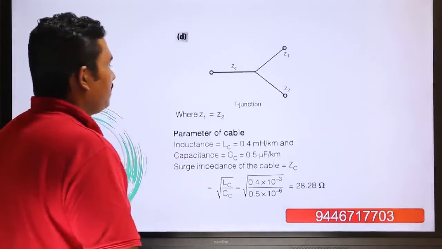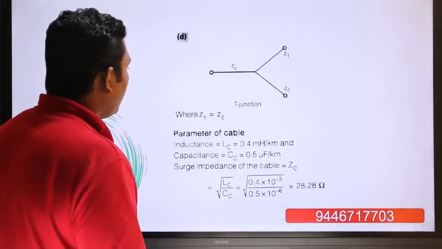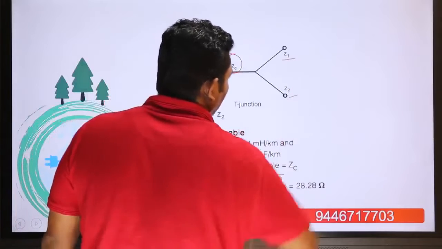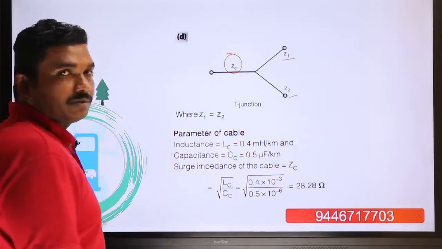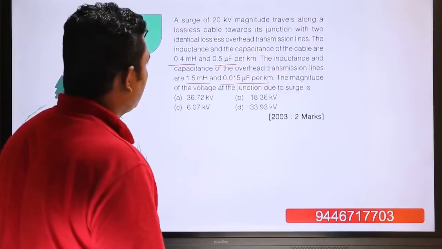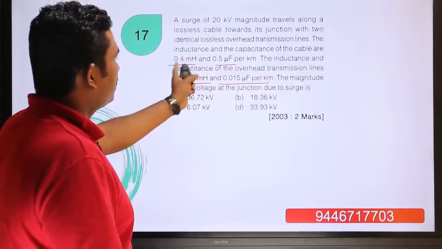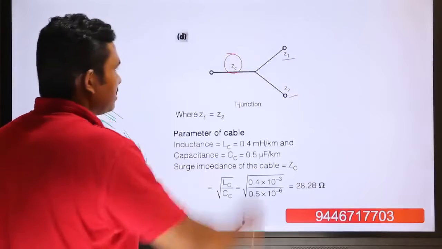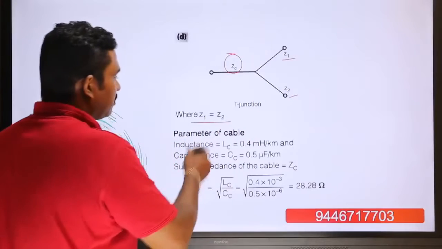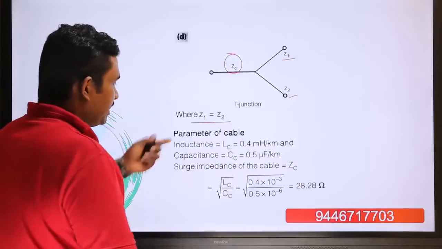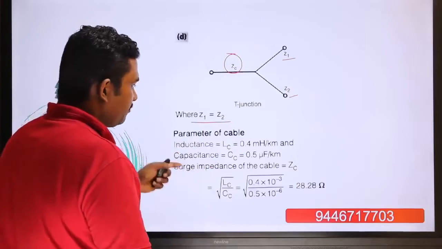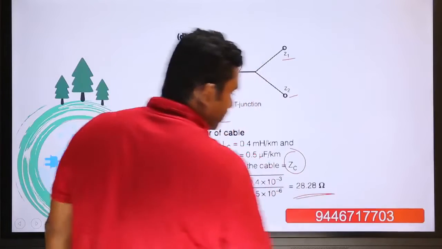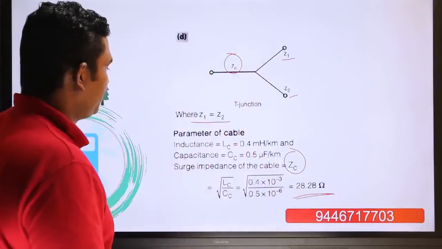So directly we are given all the values, and here ZC is the surge impedance of the cable and Z1 and Z2 are the impedances of the overhead line. So it is directly given because Z1 is equal to Z2 and ZC is also given. So first we are going to find out the parameters of the cable. The inductance is given, capacitance is given, so we can find out the surge impedance of the cable. So it is root of L divided by C. So surge impedance of the cable is obtained as 28.28.